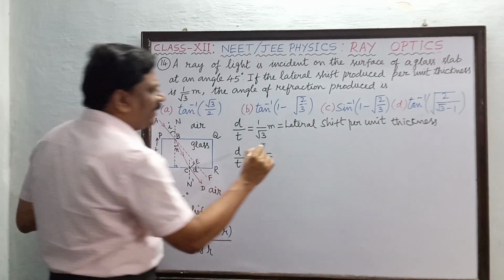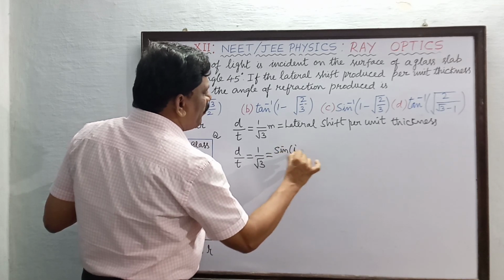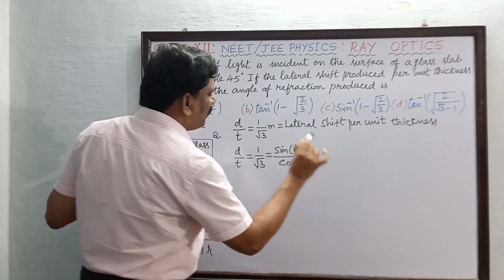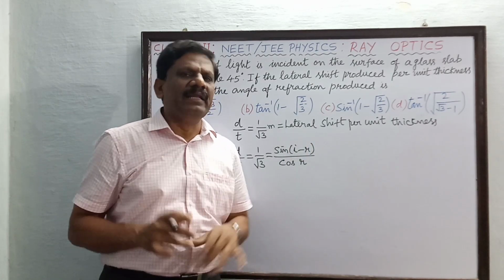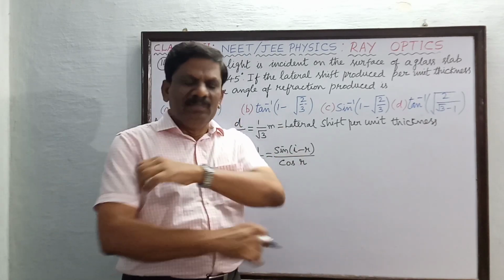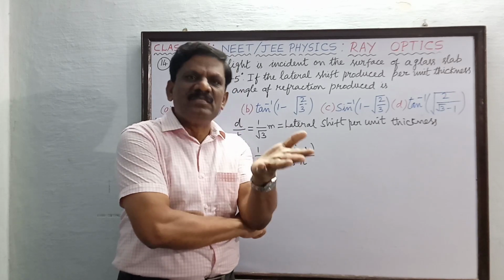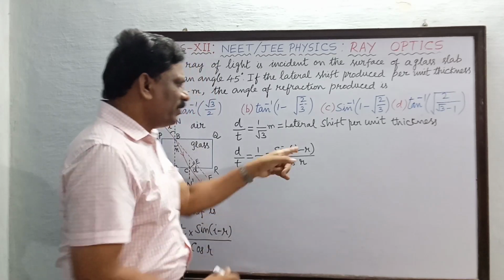Sine of I minus r, okay? So this is sine of I minus r divided by cos of r. Okay children, now the trigonometric ratio I am going to use is the sine A minus B formula. So what is sine of A minus B equal to? Sine A cos B minus cos A sine B, is it not? So I am going to expand this.